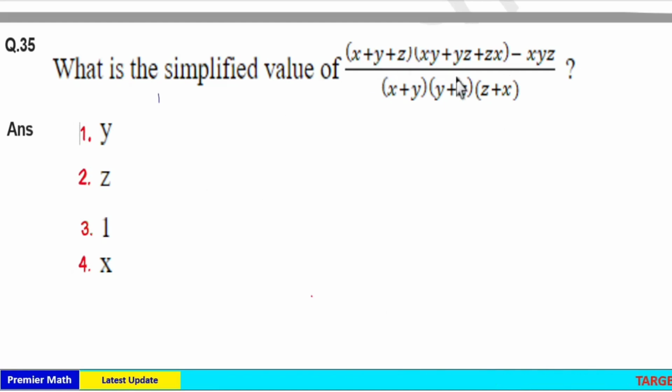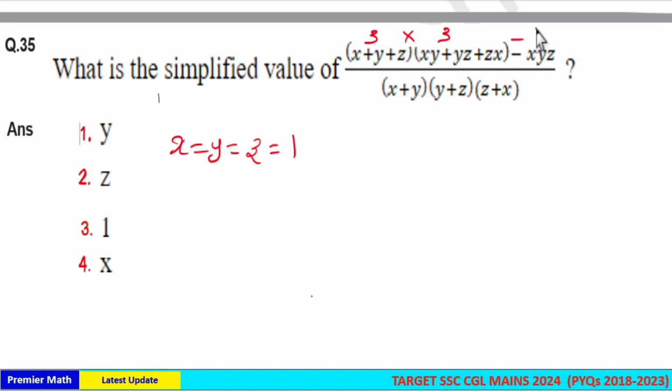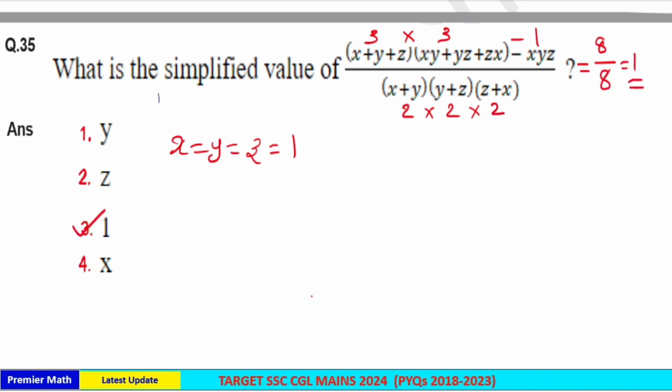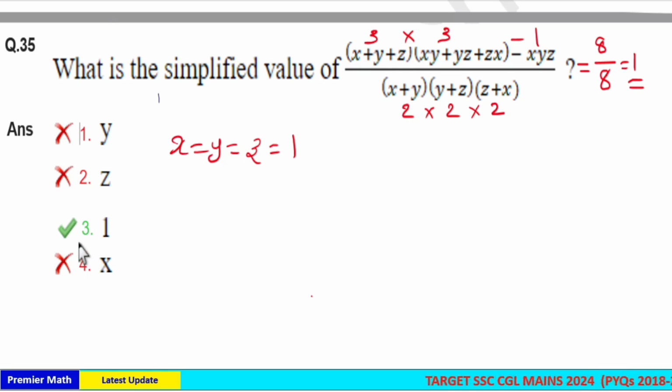What is the simplified value of the following? Here, if you look at the numerator and denominator, the formula method is not that applicable. So put the value of x, y, z as 1. X plus y plus z will become 3, xy plus yz plus zx will become 3, and xyz will become 1. So numerator will become 9 minus 1, 8. And in denominator you have x plus y 2, y plus z 2 and z plus x 2. So 2 cube is 8. 8 by 8 is equal to 1. Option 3 is your answer. In this kind of questions, putting the value is the best method.